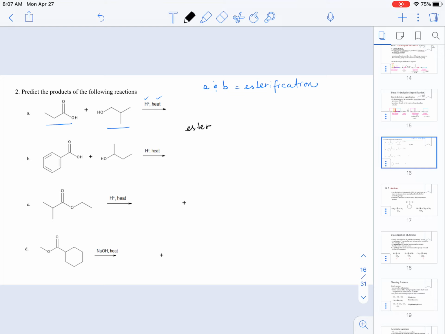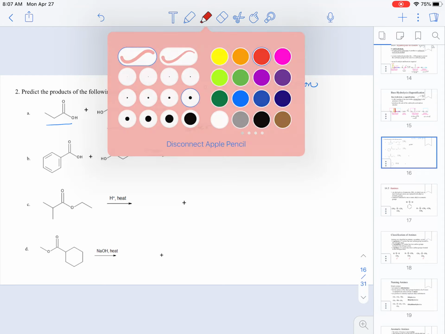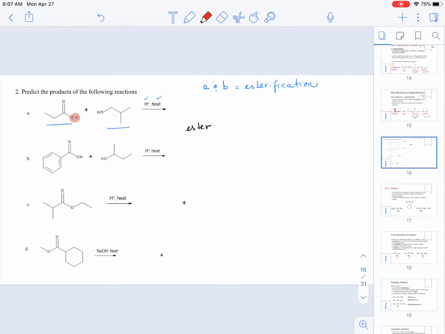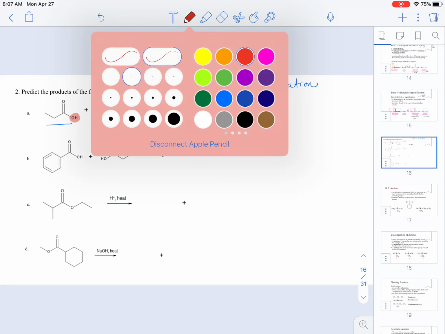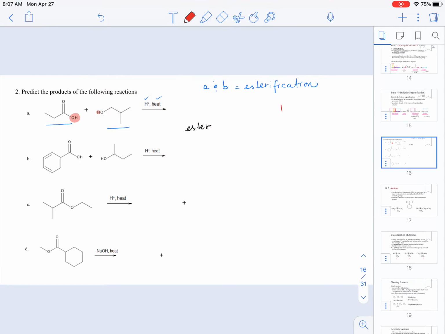What happens in the whole process is that I am going to be combining the OH group in the carboxylic acid with the hydrogen in the alcohol, and those two groups are going to be making water.